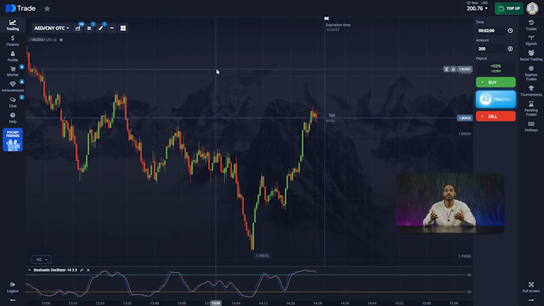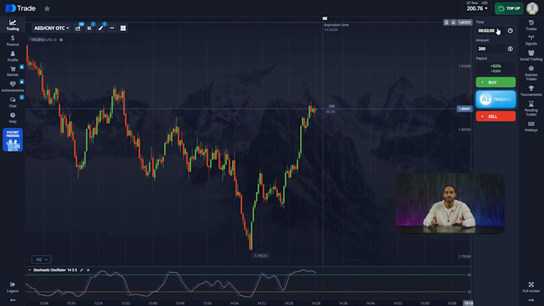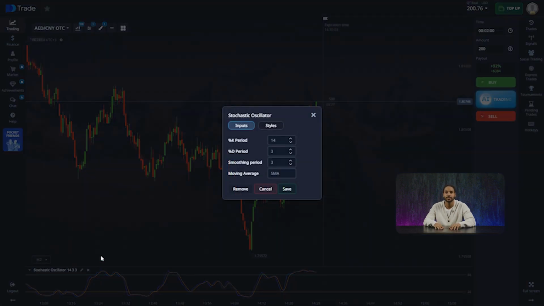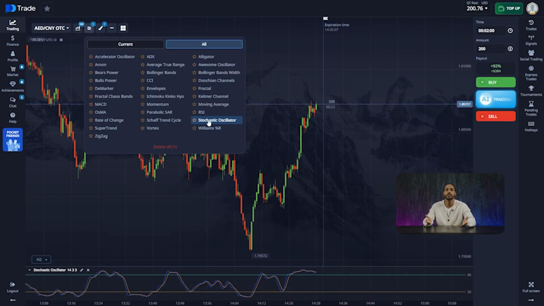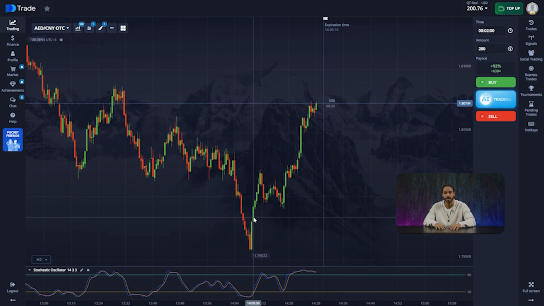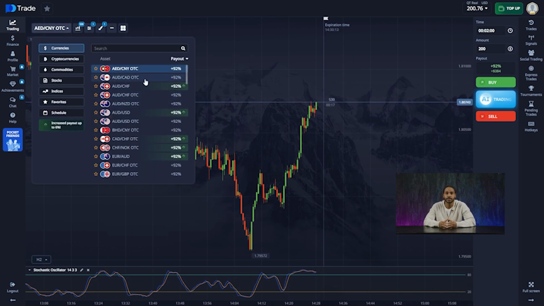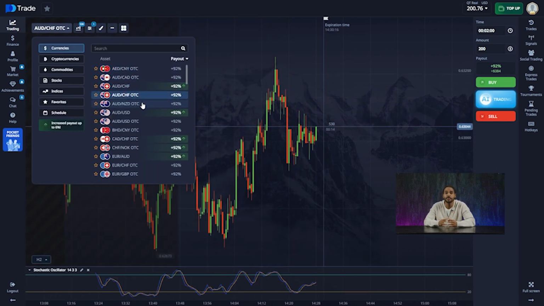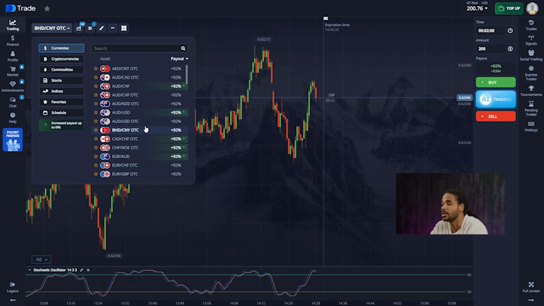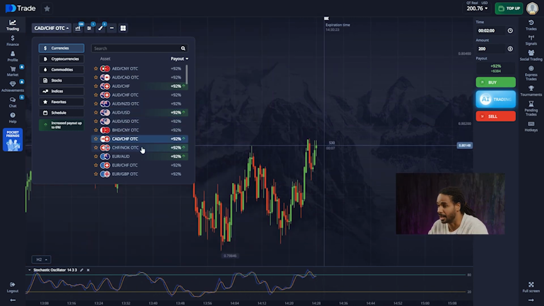Today we will use 30-second candles with 2-minute expiration time. We will use the Stochastic Oscillator with standard settings, which you can enable from this menu. And of course, we will rely on what the chart is showing us. Using only indicators is not the best approach. It is always important to look at multiple signals and only enter a trade when they align.